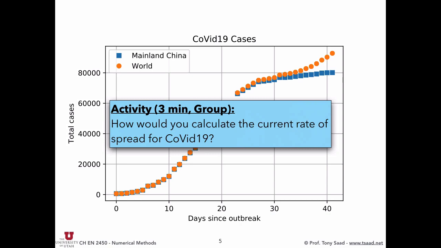Yes, Eric. When it says the current rate of spread, does that mean across the whole data set? The world and China. Does it mean across the whole? Yeah, because what's going to apply at the end will likely apply across the entire data set. But focus on the current rate, so at the end of the data. Okay. All right, we're almost done.